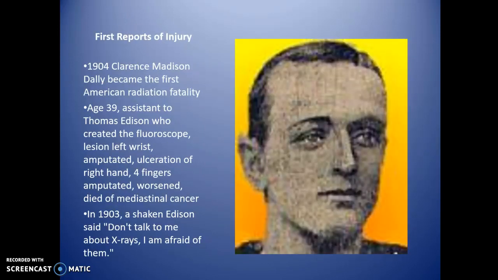1904, Clarence Madison Dally became the first American radiation fatality. He was only 39 years old. An assistant to Thomas Edison, he created the fluoroscope. Basically he had a lesion on his left wrist, he had it amputated, then ulceration of the right hand, 4 fingers were amputated, it basically worsened, and he died of mediastinal cancer. So probably a painful and long drawn out process.